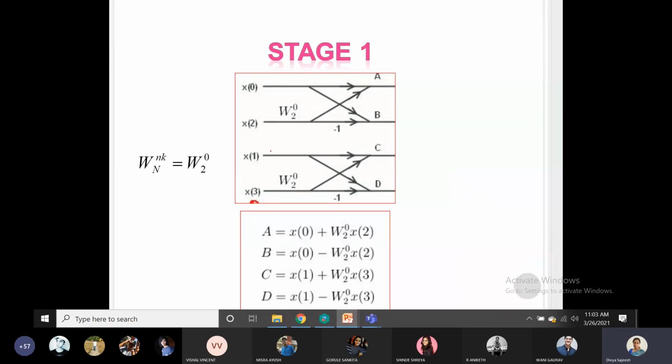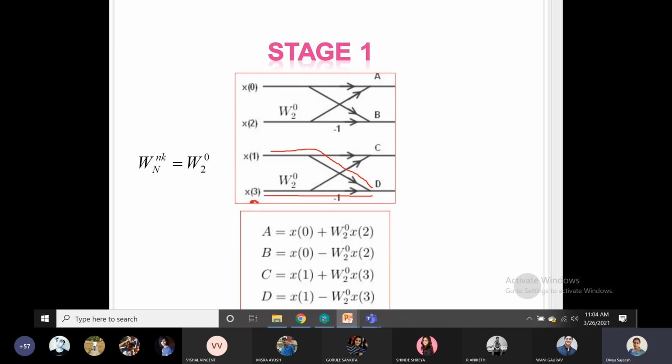So this input, that is x1, is coming through this path and coming to this point. So here it is, x1 is coming to D. Now x3 into W2 0 into -1. So finally you will get here x1 minus W2 0 into x3 for D.